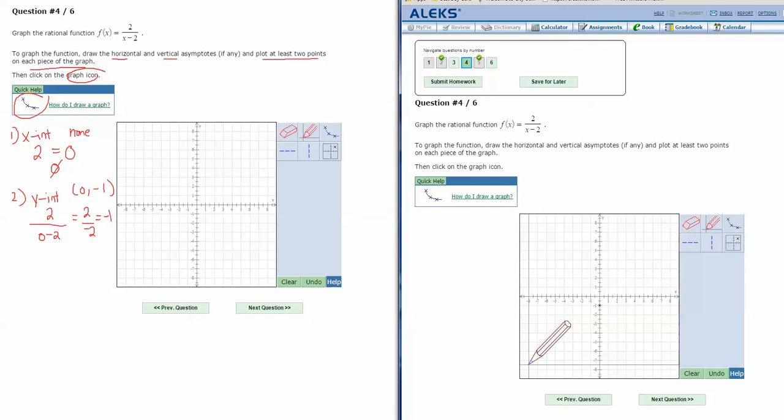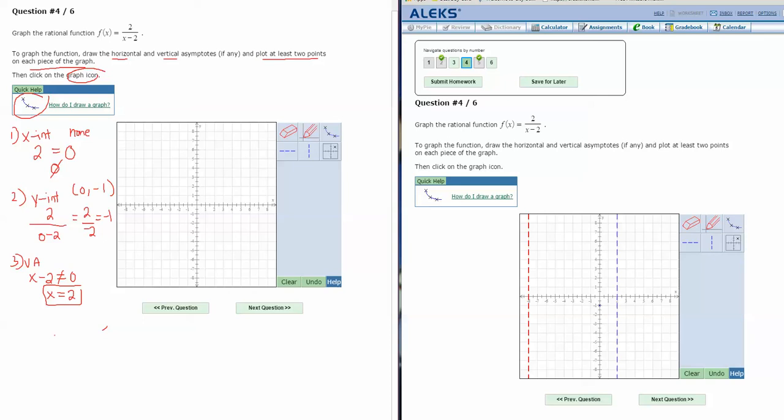Now let's solve for any asymptotes. The vertical asymptotes are restrictions from the denominator. The denominator is x minus 2. We really don't want that to be 0. So if I solve for x, I get x equals positive 2 is the vertical asymptote. So we grab the vertical and we go to positive 2 and we click.